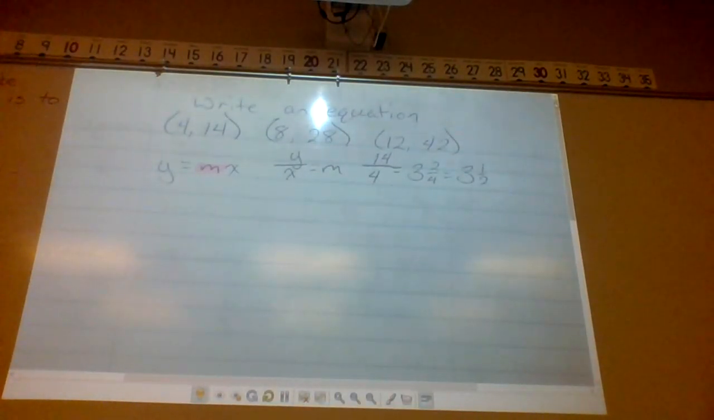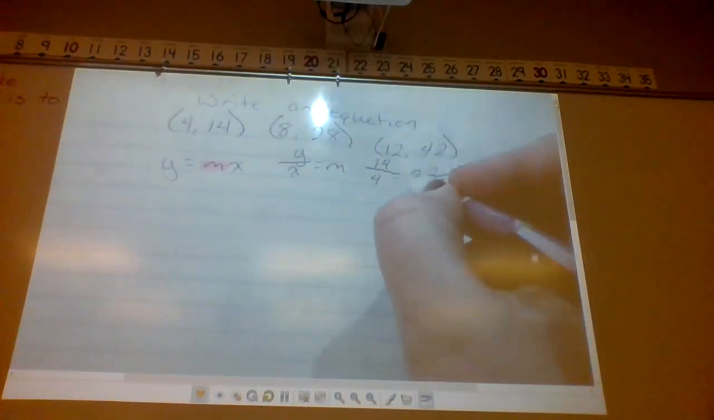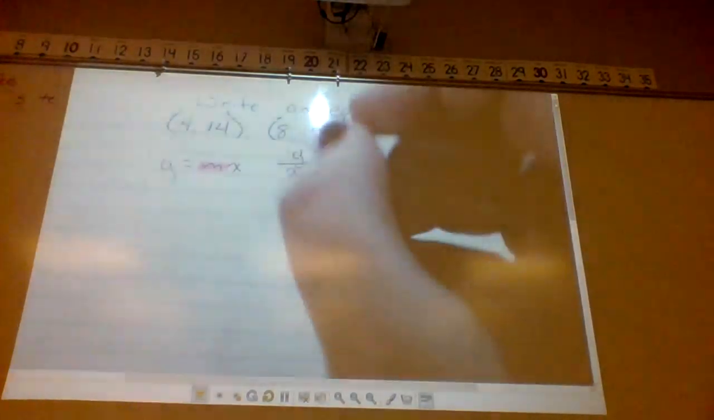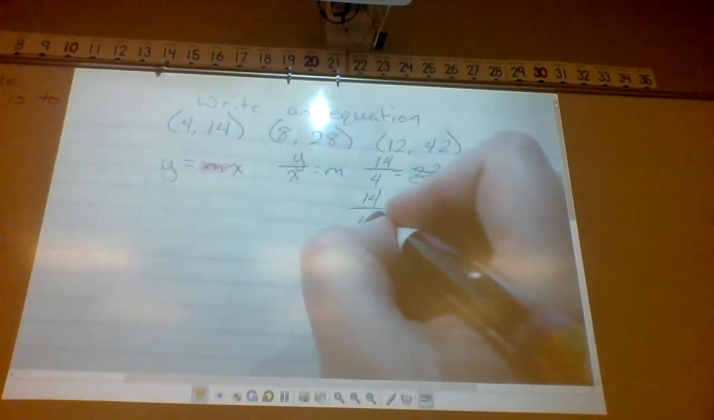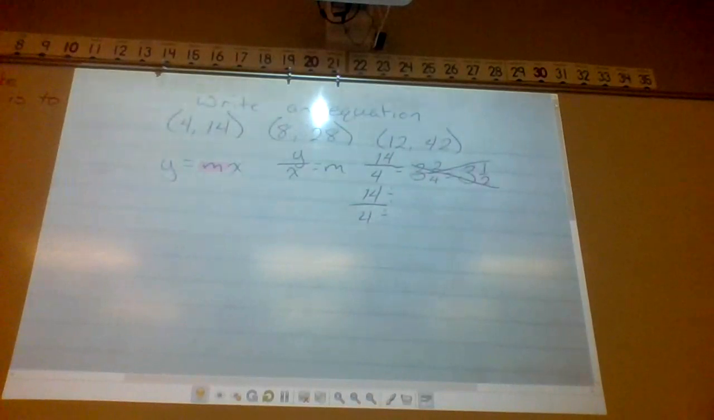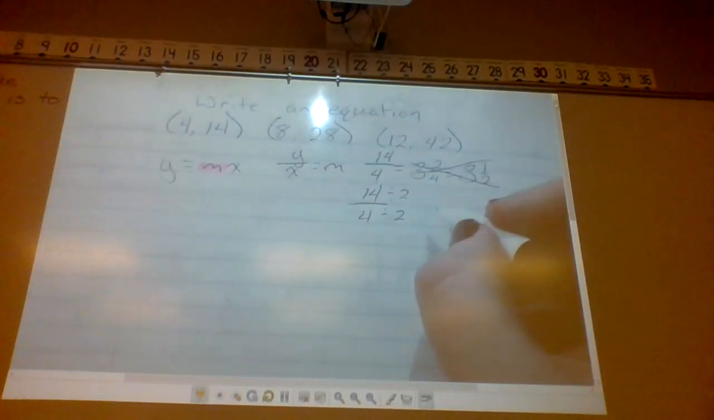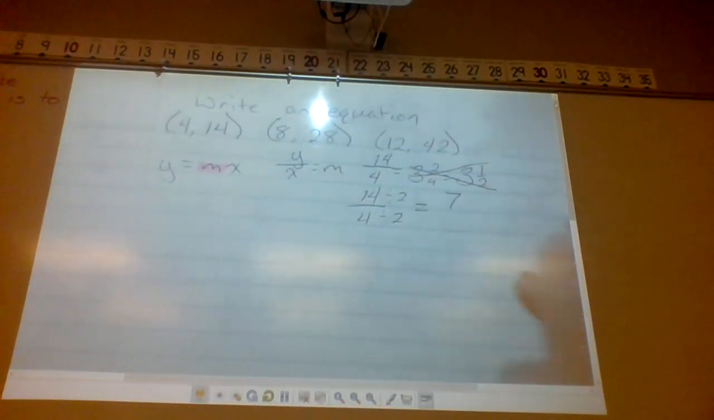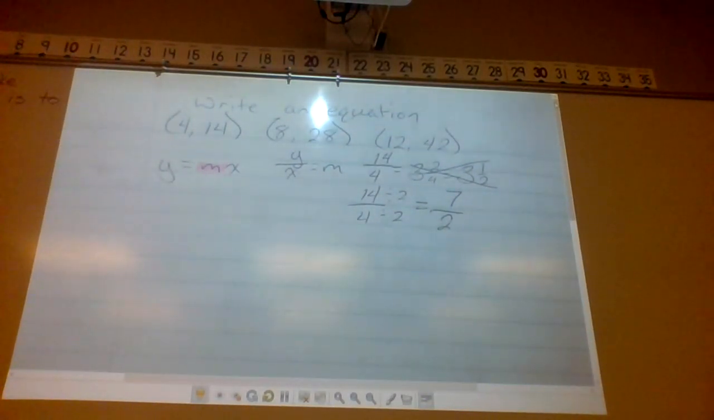You could do it that way, that is true. But here's the thing, with slope, let's keep it improper. So instead of going that route, what can go into both 14 and 4? 4 can go into 14? Yeah, let's divide it by 2. What's 14 divided by 2? 7. What is 4 divided by 2? 2. There you go. Leave it as improper.